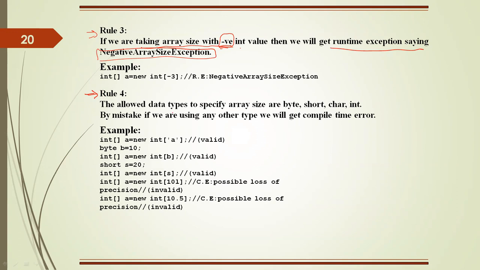Rule number four, the allowed data types to specify array size are byte, short, char, int. By mistake, if we use any other type, we will get a compile time error, right? If you pass anything other than these four data types, you will get a compile time error. Now here you can see int a equals byte 10, b equals byte 10. Perfect, it's valid. Now I will show you int array equals new int of b. It's valid because byte we can pass here, right? Short, we can pass short here also.